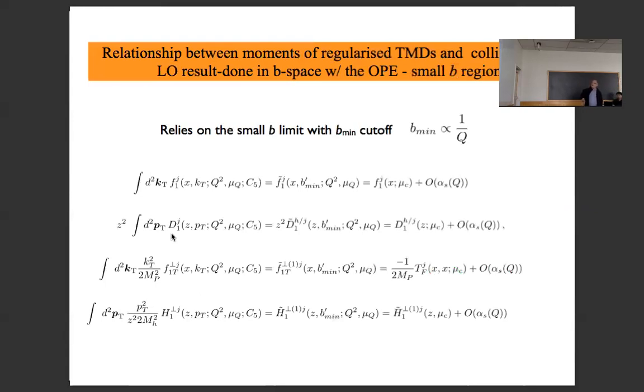So at leading order, we get a relationship. But I don't think you should be thinking of this integral here symbolically as integrating over the TMD. What you're really doing is looking at the b_T goes to 0 limit with this regularization.